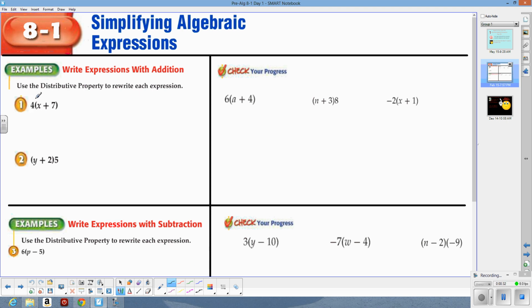So we're going to start by going 4 times x. 4 times x is 4x. And then 4 times, this is a positive 7. 4 times positive 7 is positive 28. Since it's positive, I'm going to write plus 28.